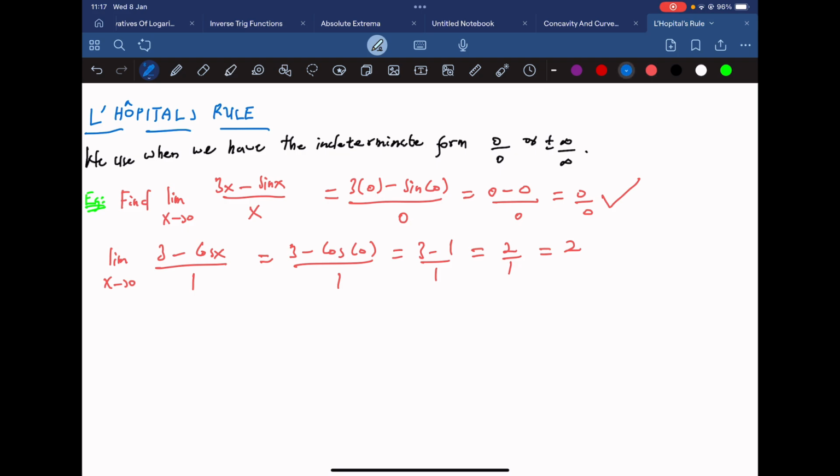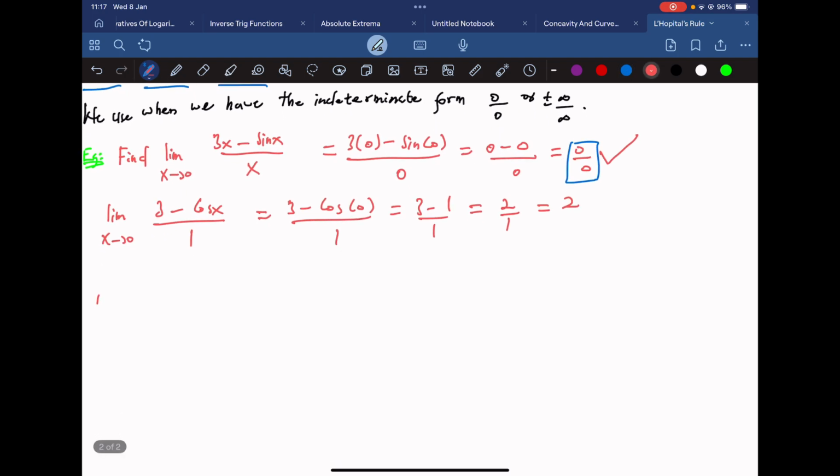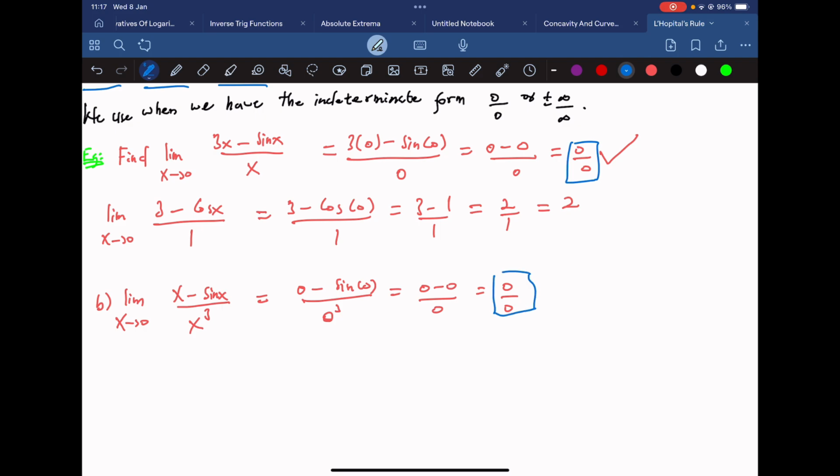So remember, we were able to do this because of the indeterminate form that we had. Let's look at another example. We have the limit as x approaches 0 of x minus sine of x over x cubed. We do the same thing. We put in 0, so we have 0 minus sine of 0 over 0 cubed, and this is just 0 over 0. So because of this indeterminate form, we can go ahead and use L'Hopital.